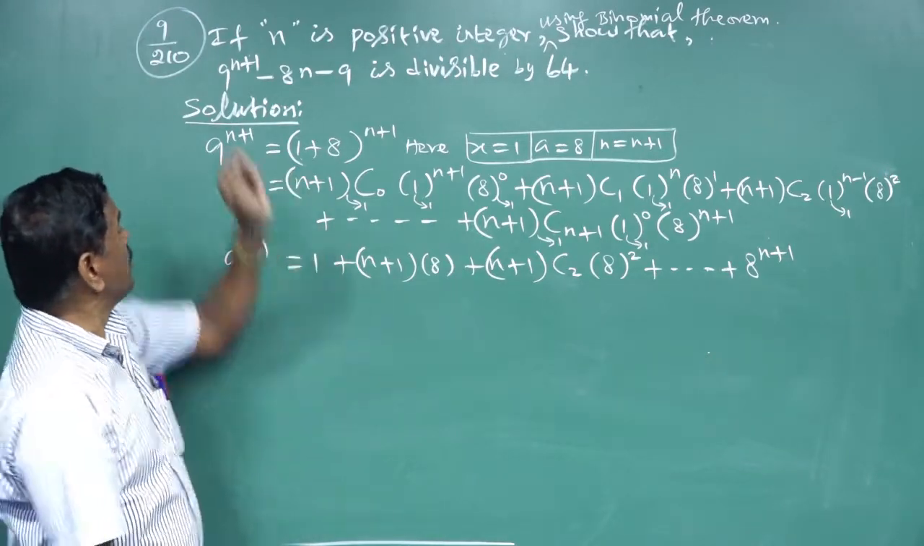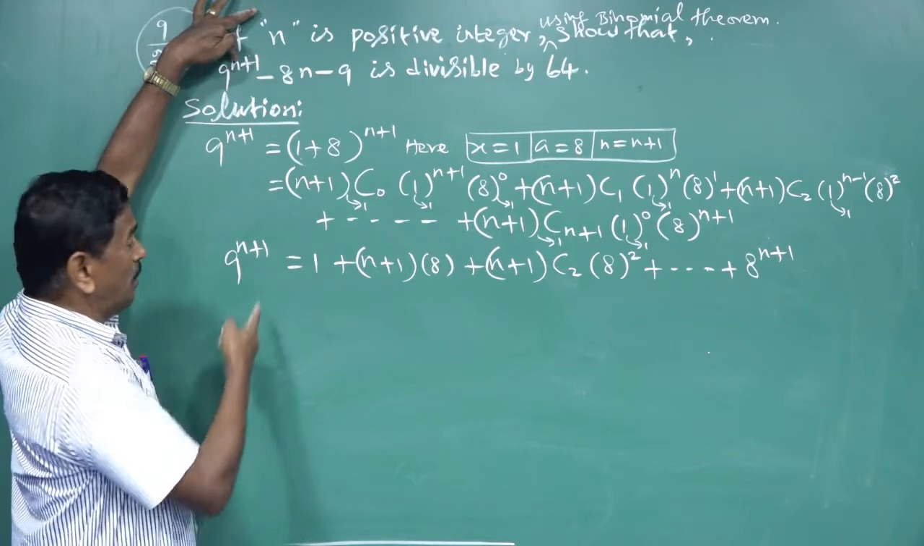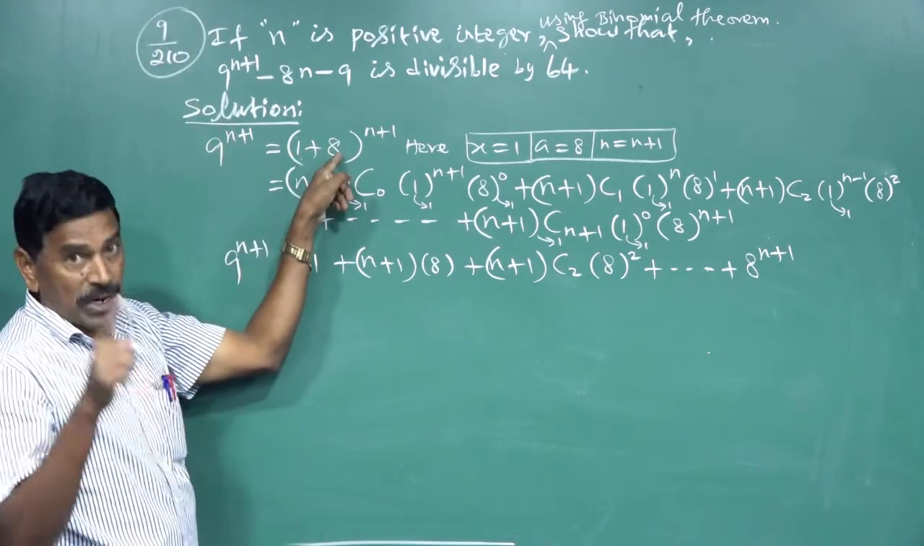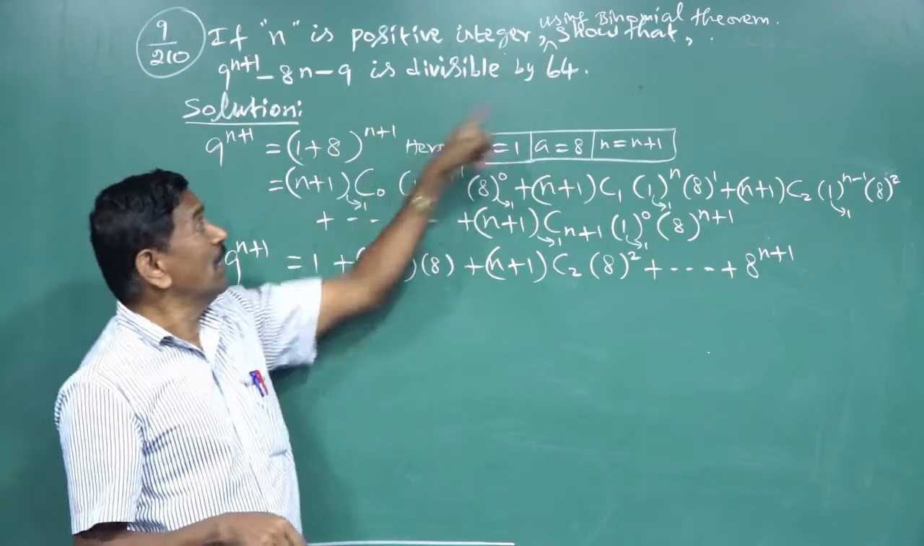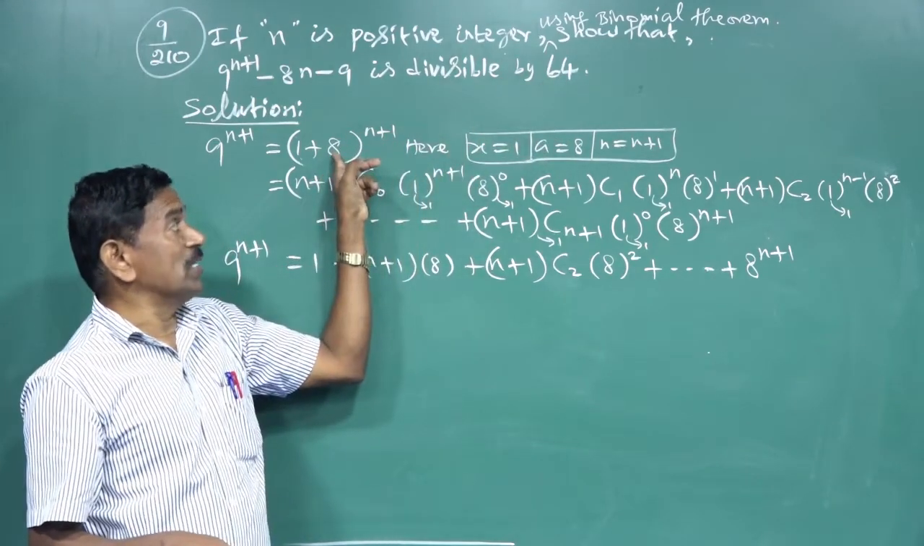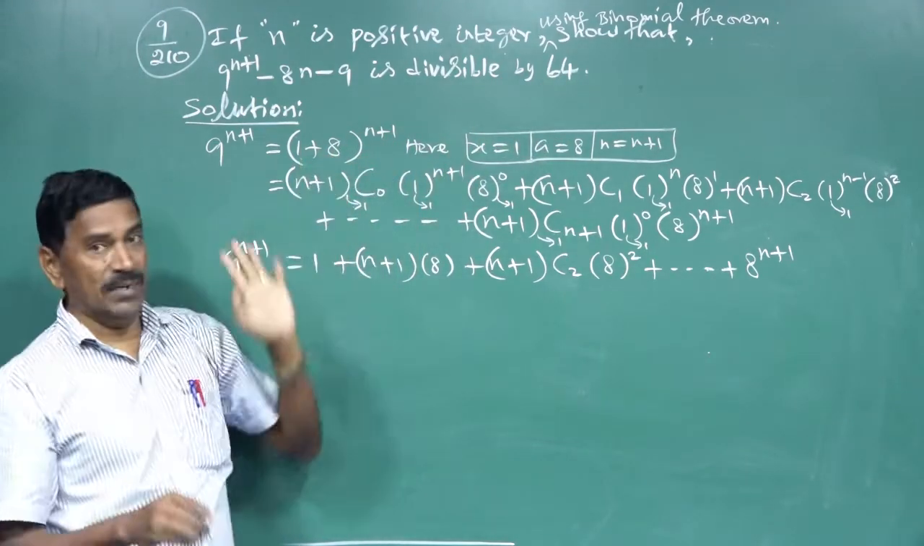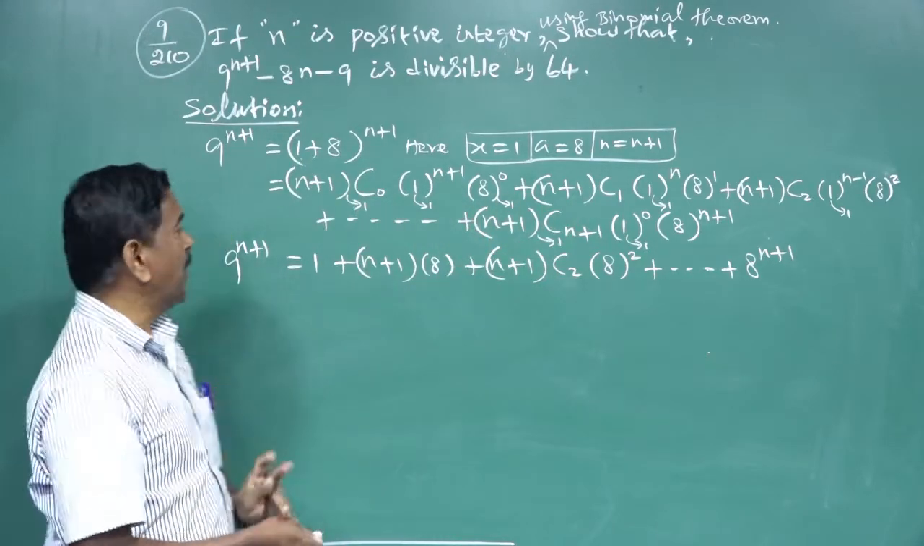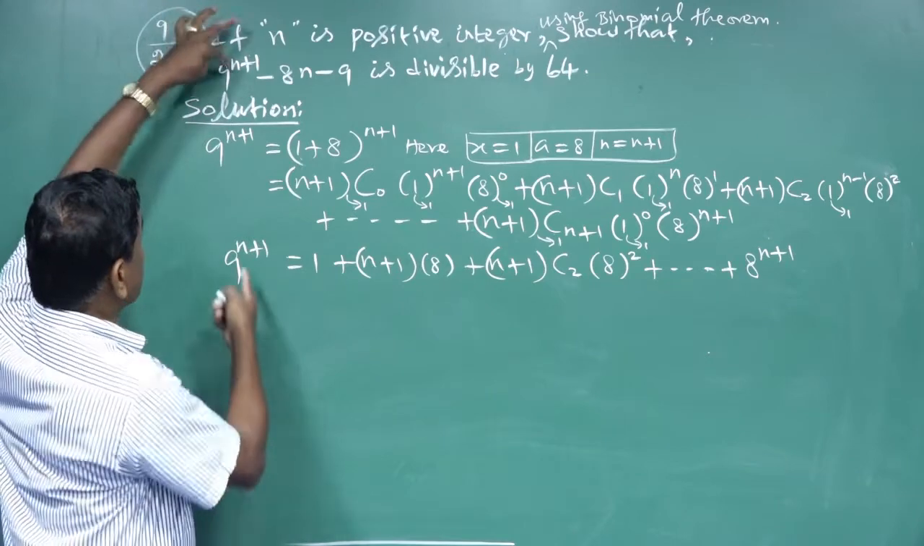Now come to the question. Listen, we are taking the first term 9 power n plus 1. 9 can be rewritten as 1 plus 8 for our convenience, because 64 is equal to 8 square. So that is why we are splitting 1 plus 8. Next, expanding using the binomial theorem. First term clear.